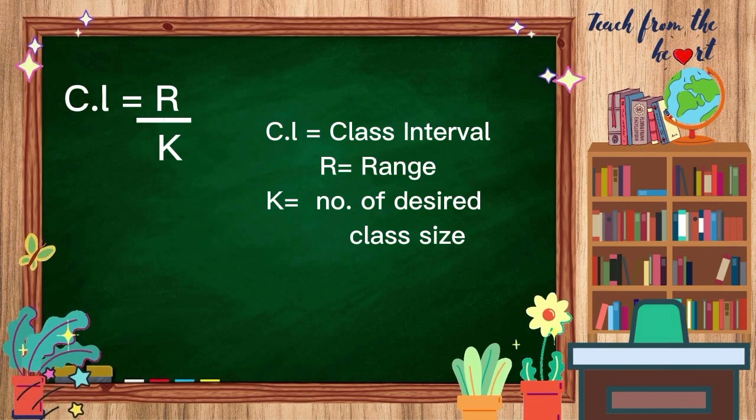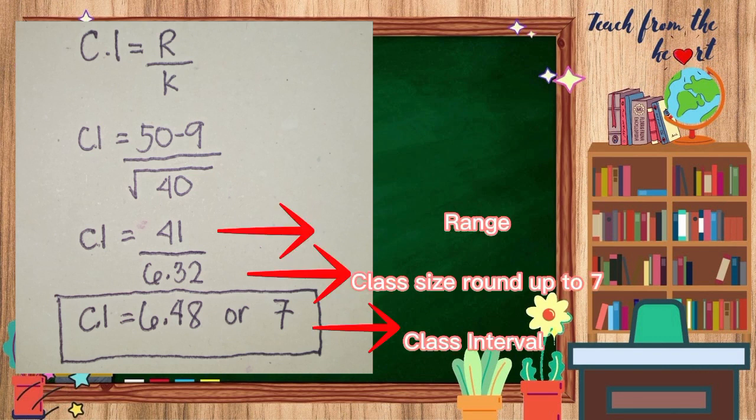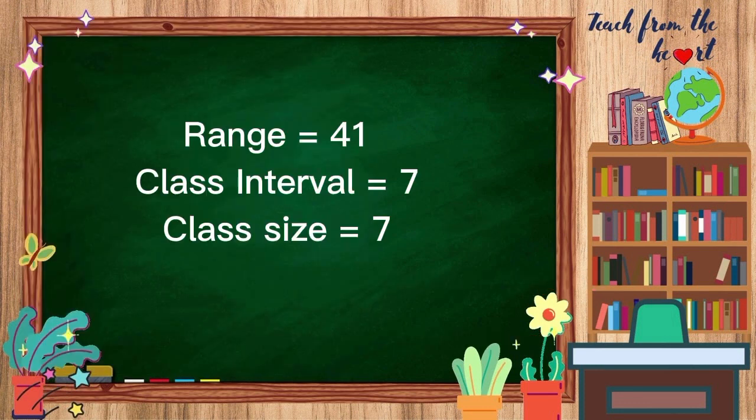To proceed to grouped data, let's first compute using the given formula, where CL, or the class interval, is equal to R, which is the range, over K, the class size. So CL is equal to 50, which is the highest score, minus 9, which is the lowest score, over the square root of 40, which is the 40 students. CL is equal to 41 because we subtracted 50 and 9, over 3.32, the square root of 40. So we now have the range, class interval, and the class size.